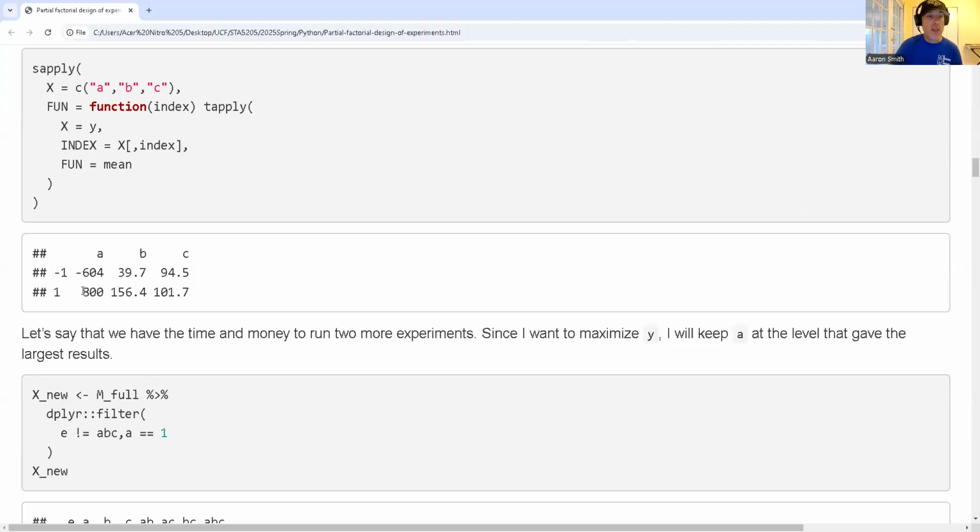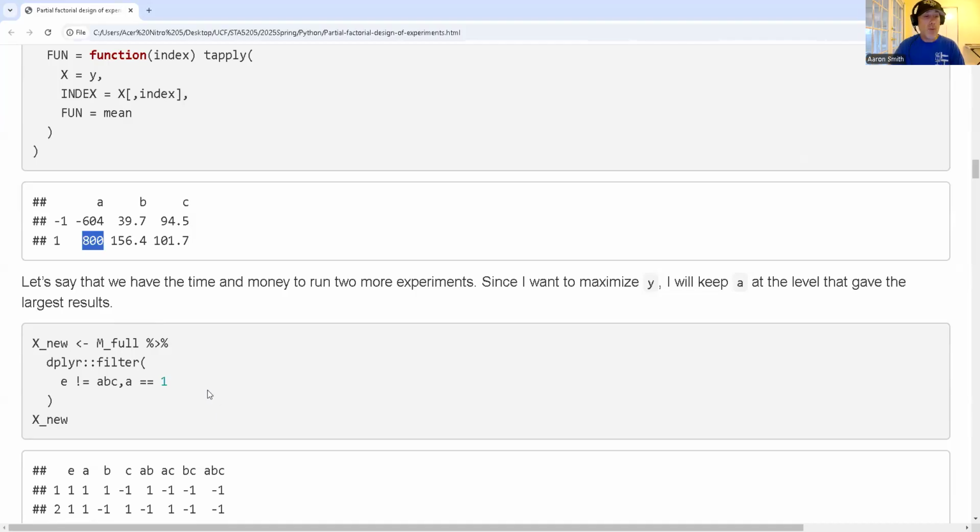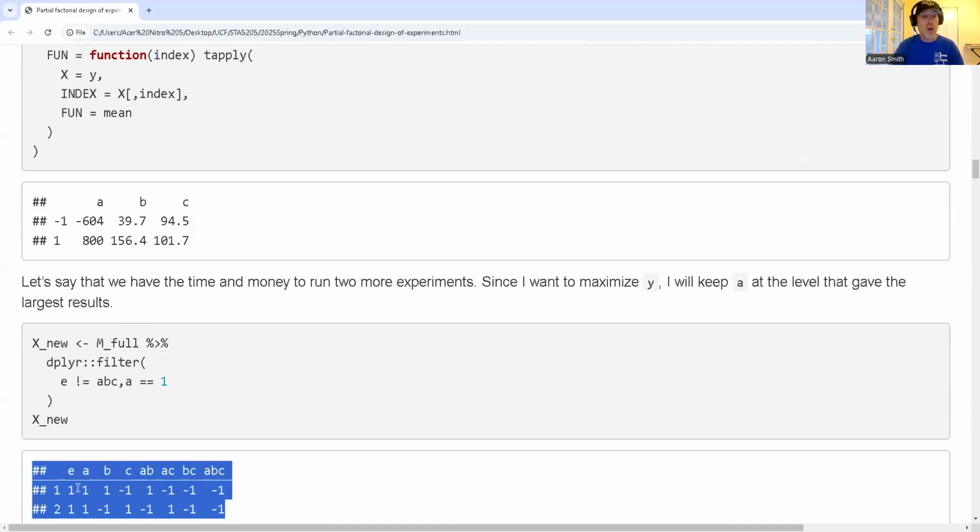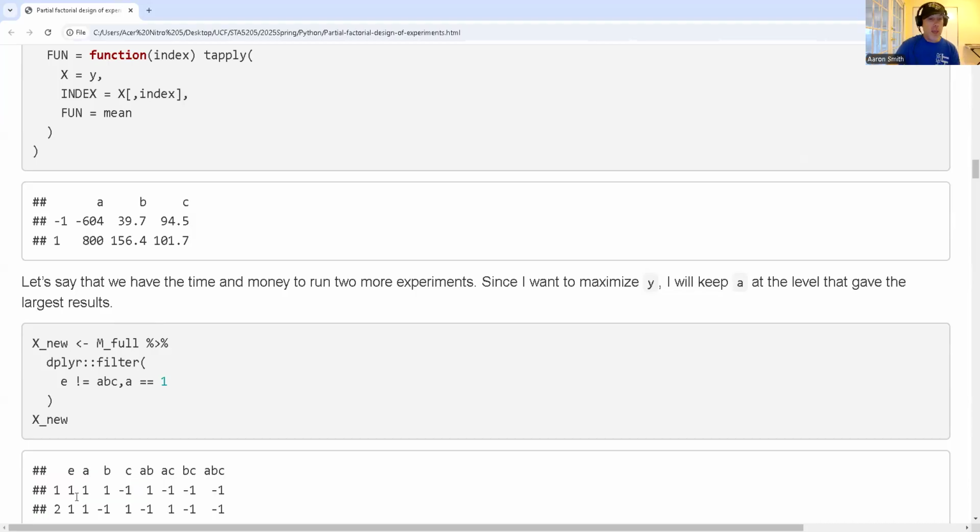I'm going to set A equal to 1, and I want it to be a situation where it's an experiment that I haven't already run. So I'm going to say, hey, I don't want E and ABC to equal each other. I want A to equal 1 because A is the most important and I'm trying to get the largest value possible. So my next 2 experiments are going to be these 2 right here. A is equal to 1 both times because I'm trying to maximize, and A is the most important according to my results thus far.